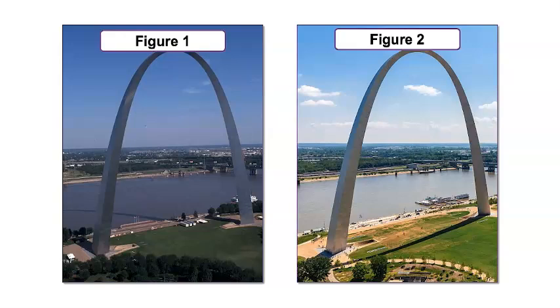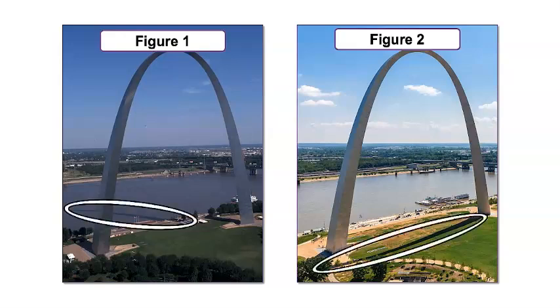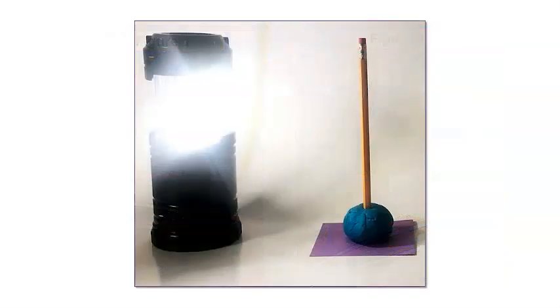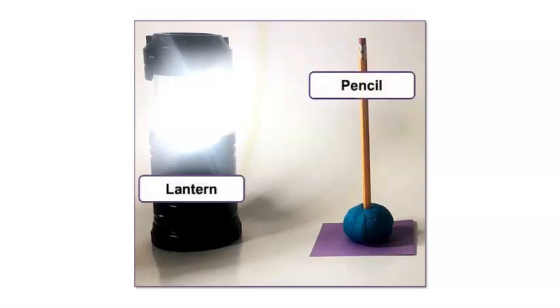We've been trying to figure out why the shadows in these photographs of the Gateway Arch look different. Today, we will conduct a fair test investigation using a lantern, a pencil, and modeling clay to model the sun's changing position in the sky. We will observe the shadow of the pencil as we change the lantern's position.